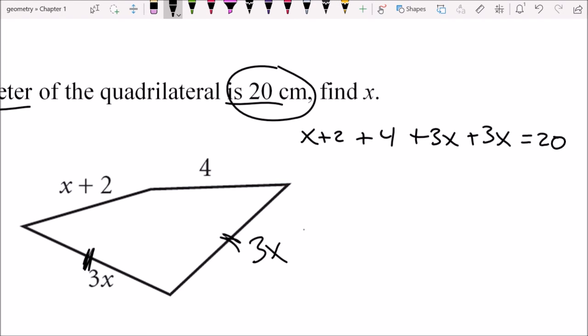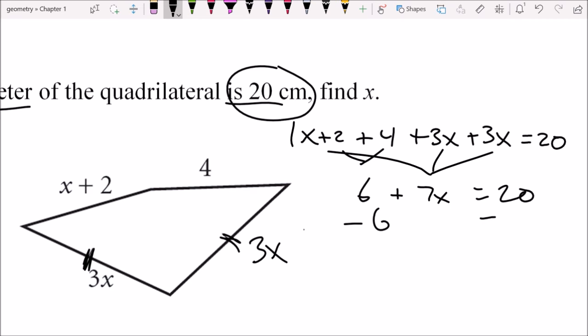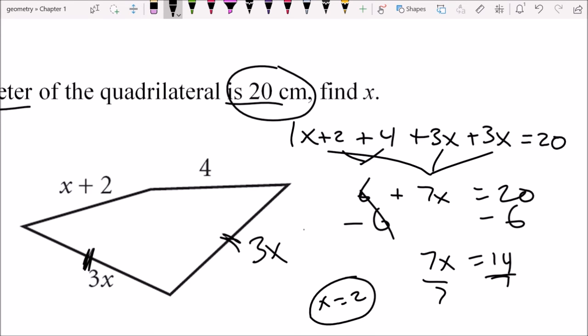I start by combining like terms. 2 plus 4 is 6. I'm going to pull all the x's together. 1x plus 3x plus 3x, looks like that's probably 7x. I'm going to subtract 6. And so I get 7x equals 14. Divide by 7. And so x equals 2.